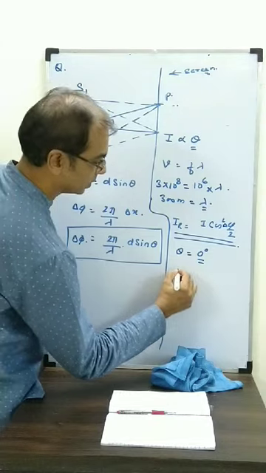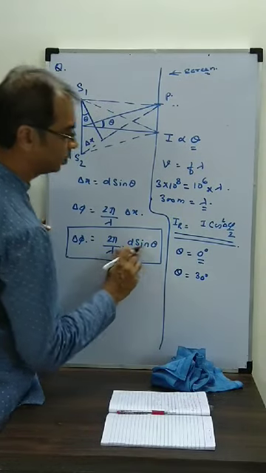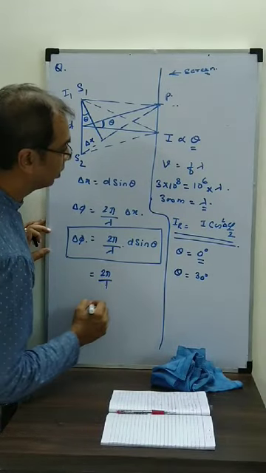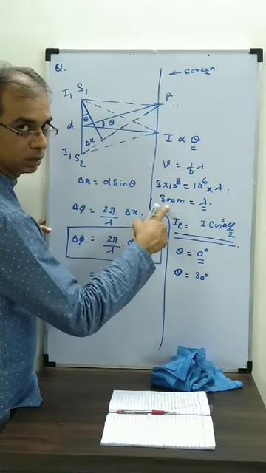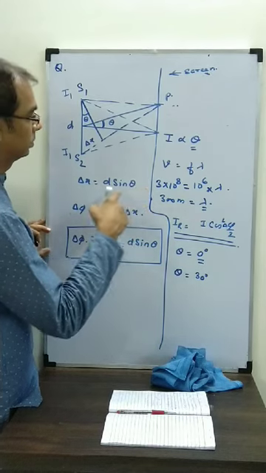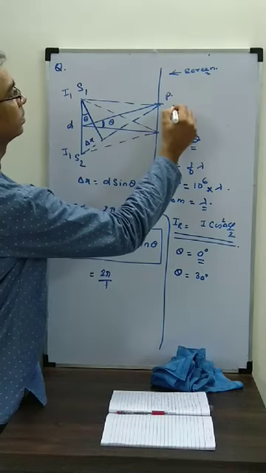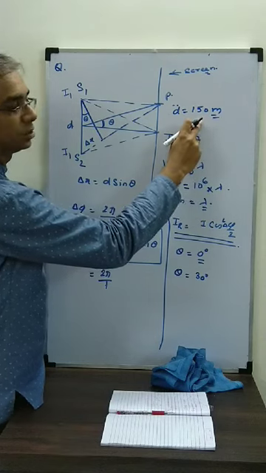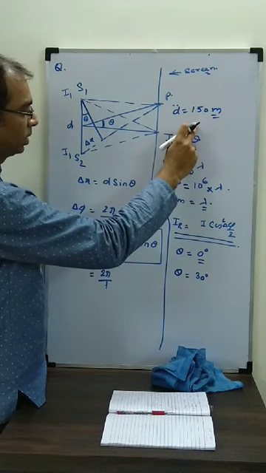Theta is 30 degrees. Let's put theta as 30 and see what's coming. 2 pi by lambda. Now lambda is how much? 300 meters. And d is what? d is 150 meters. That means d is lambda by 2.